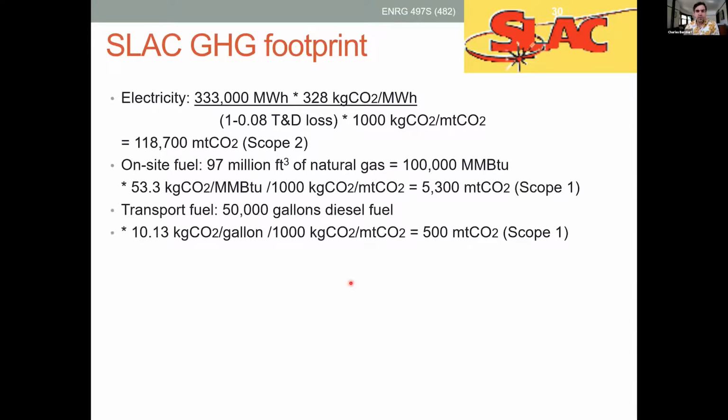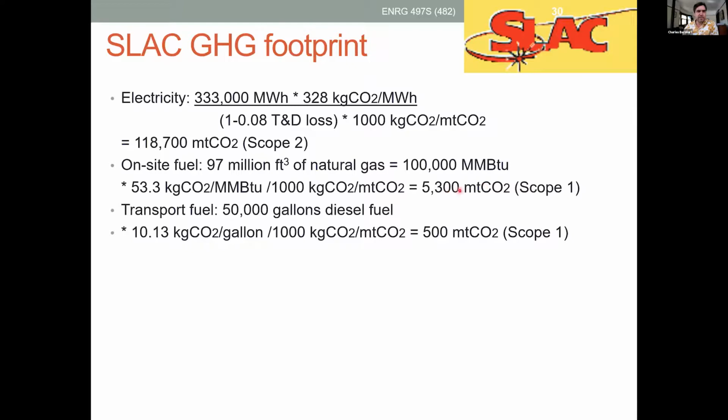Let's look at scope 1. On-site fuel, 97 million cubic feet of natural gas. That's equivalent to about 100,000 mega BTUs. Recall that 100 cubic feet of natural gas is a mega BTU. And so multiply that by the carbon intensity, 53.3 kilograms of CO2 per mega BTU, converting from kilograms to metric tons. That's this 1,000 factor.